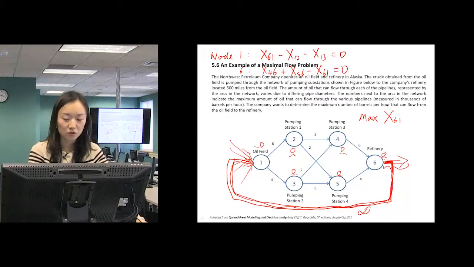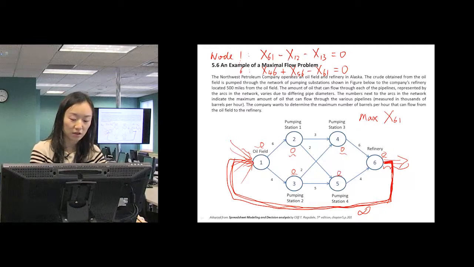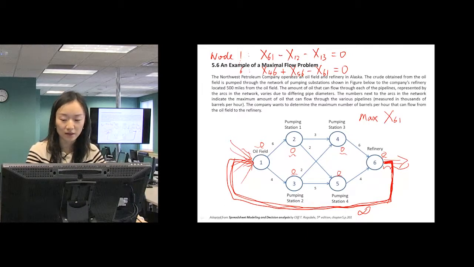By using all the constraints, we set all the nodes for inflow minus outflow equal to 0. We're saying we don't need any oil left at any of those nodes. We're going to send all of them out to this imaginary pipe. And let's just maximize this value here.